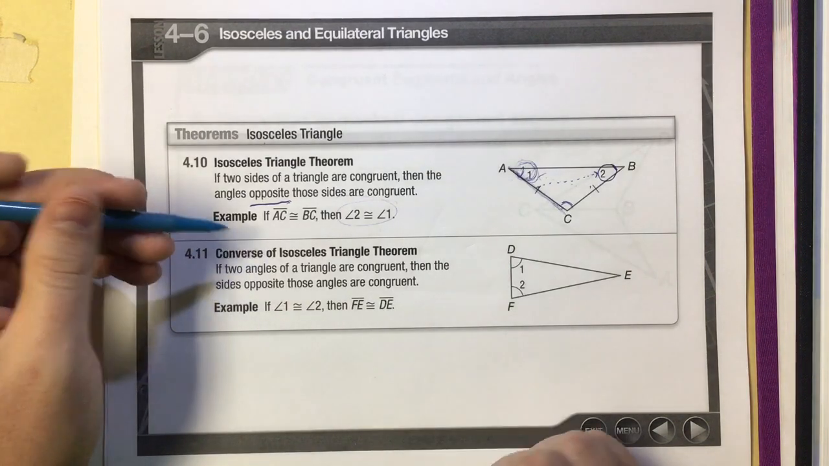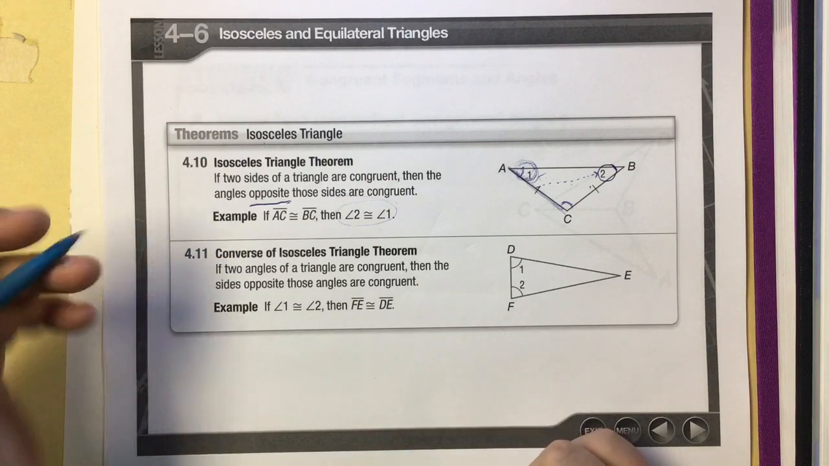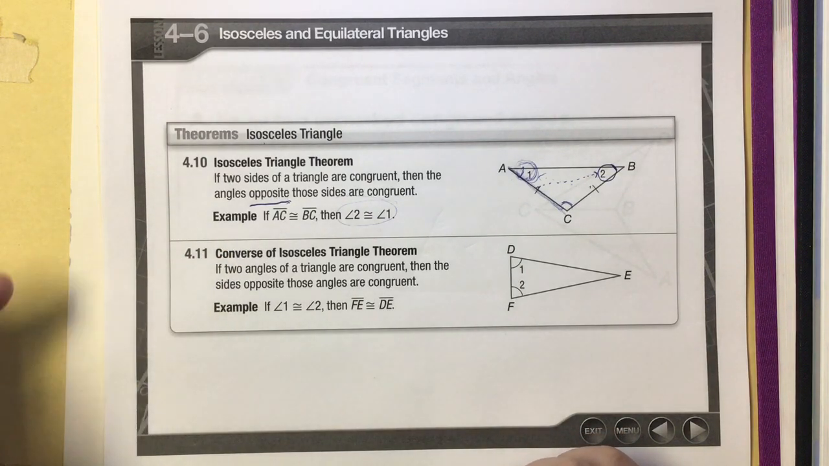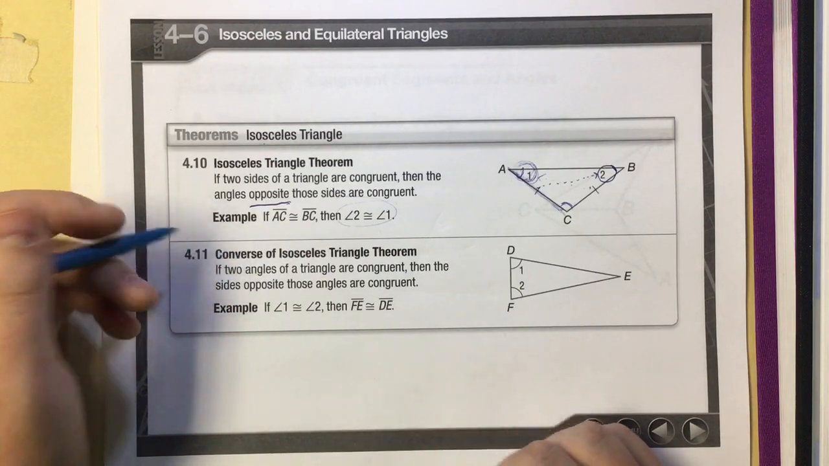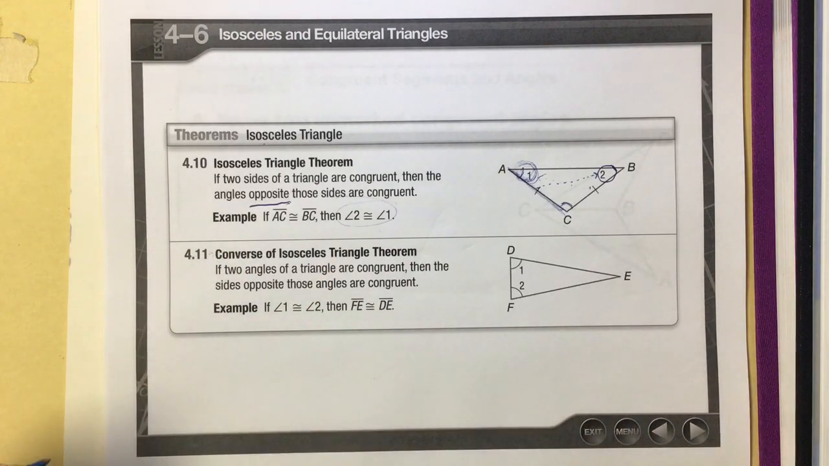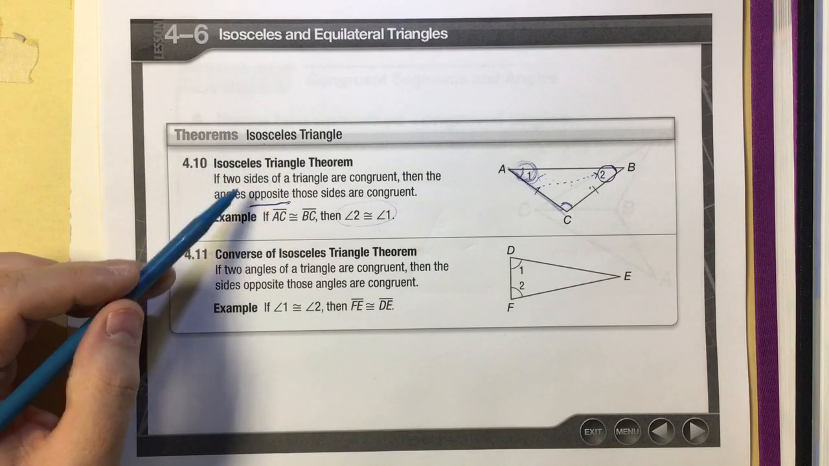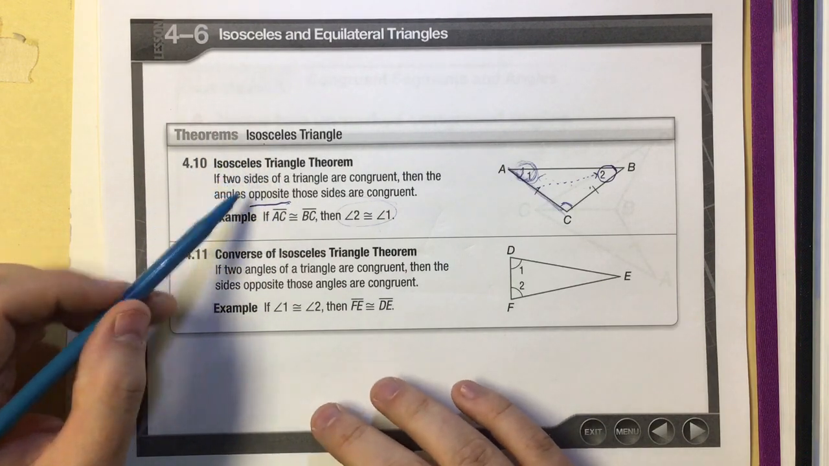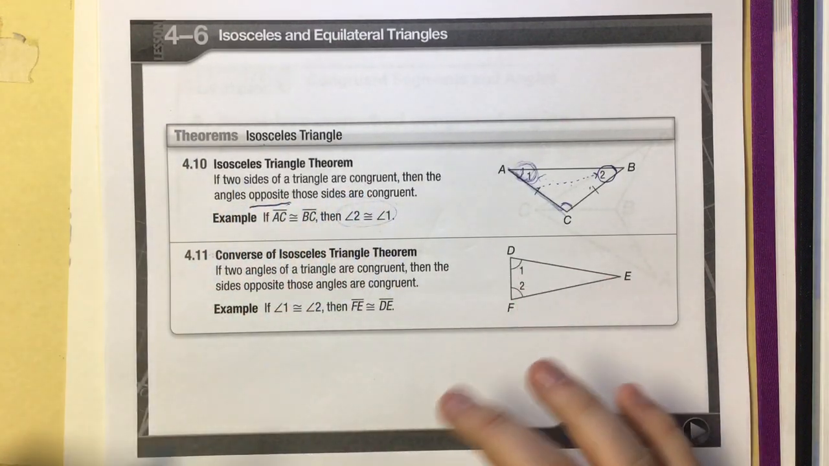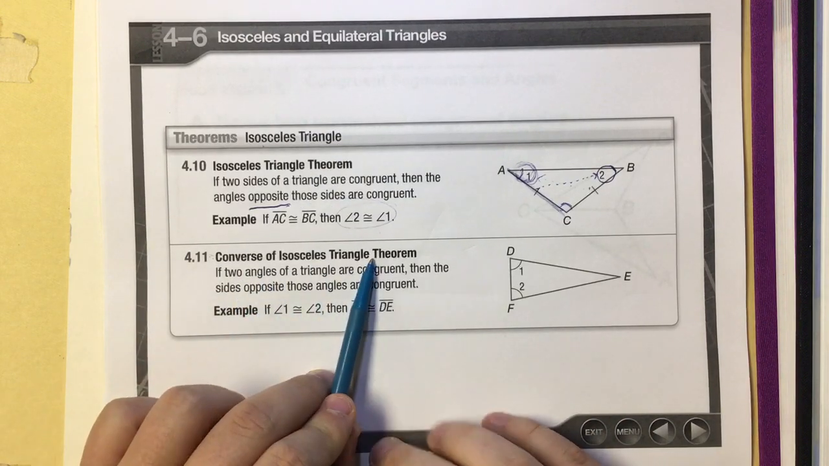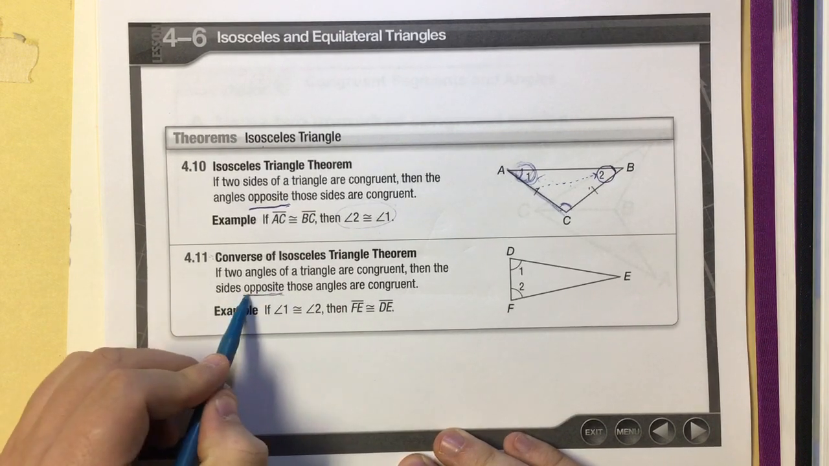Our other one here is the converse of the isosceles triangle theorem. Remember from earlier chapters when we were doing our converse, inverse, and contrapositive, the converse is the statement where the hypothesis and conclusion switch places with each other. So it's just the same statement, but the hypothesis and conclusion have switched. So this one said, if the sides are congruent, then the angles are congruent. It's going to switch to now say if the angles are congruent, then the sides are congruent. It still has to be those opposite sides.